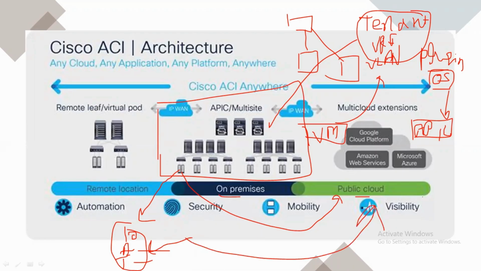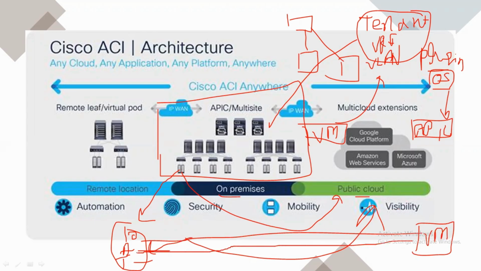So what you will do, Google will give you the VM. Now you need to put this VM into this tenant, into this VLAN, under this VRF, under this tenant, right?